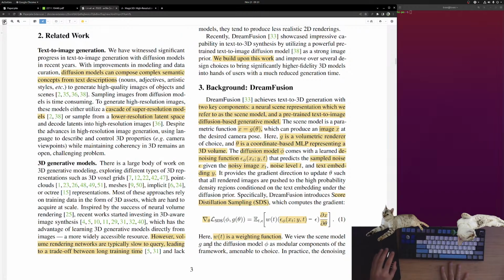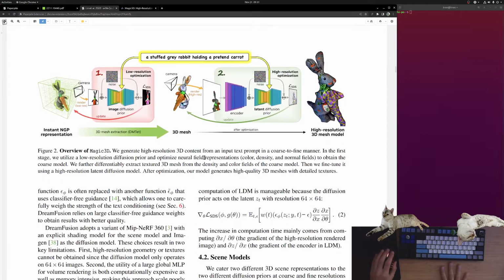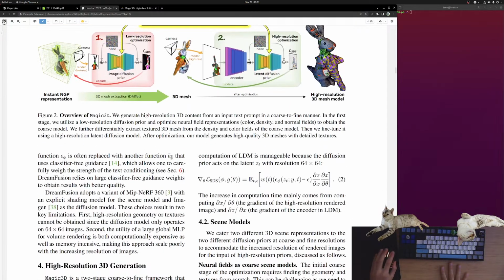Okay, we view the scene model, G, and the diffusion model, phi, as modular components of the framework, amenable to choice. In practice, the denoising function is often replaced with another function that uses classifier-free guidance, which allows one to carefully weigh the strength of the text conditioning. Dream Fusion relies on large classifier-free guidance weights to obtain better quality results.